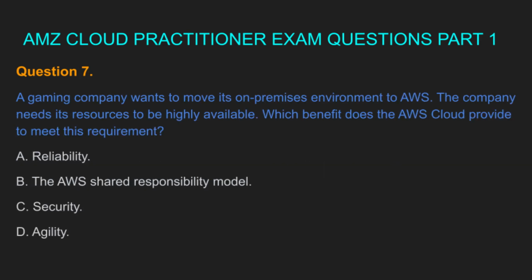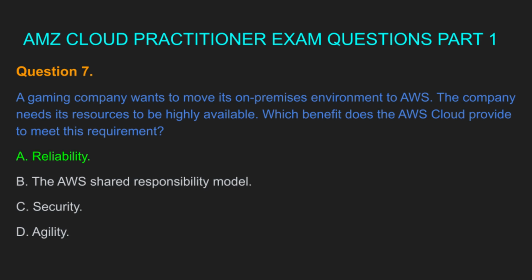Question 7. A gaming company wants to move its on-premises environment to AWS. The company needs its resources to be highly available. Which benefit does the AWS cloud provide to meet this requirement? A. Reliability. B. The AWS Shared Responsibility Model. C. Security. D. Agility. The answer is A. Reliability, which is the benefit that AWS provides to meet the gaming company's requirement for highly available resources.